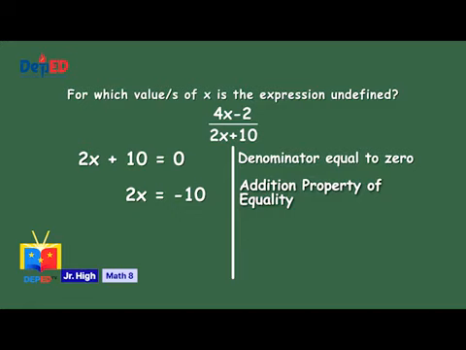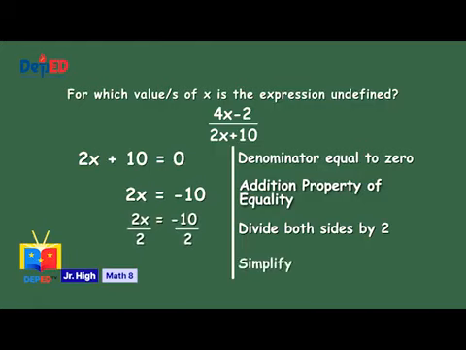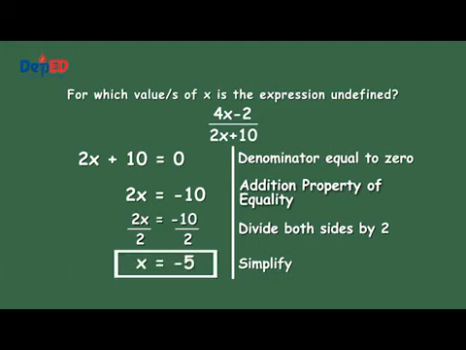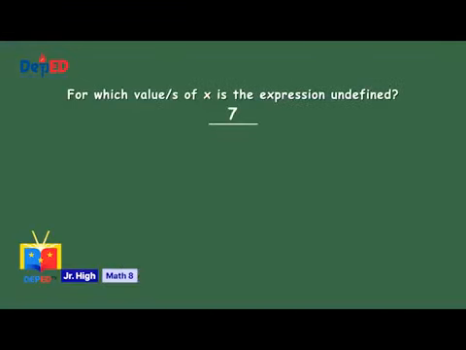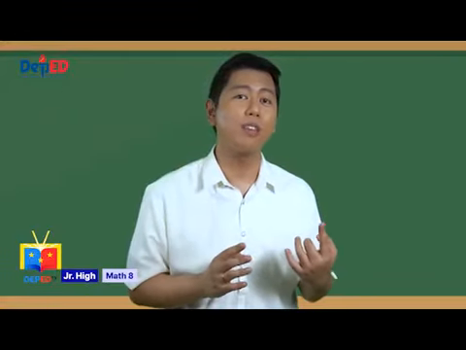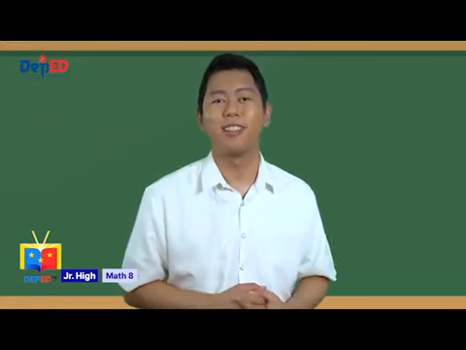To get the value of x, we now divide both sides by 2. What will we get? We can conclude that the excluded value in the rational expression is negative 5. What if the expression is 7 over x squared minus 16? What value or values will make this undefined?